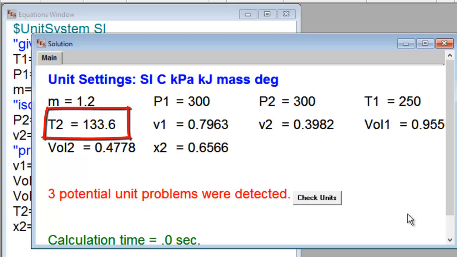So what you realize is that EES makes it really easy to solve these problems fairly quickly, because I don't need to look up any of the properties. I don't need to worry about what tables I'm looking at, A4, A5, A6. EES just goes ahead and does it for me.